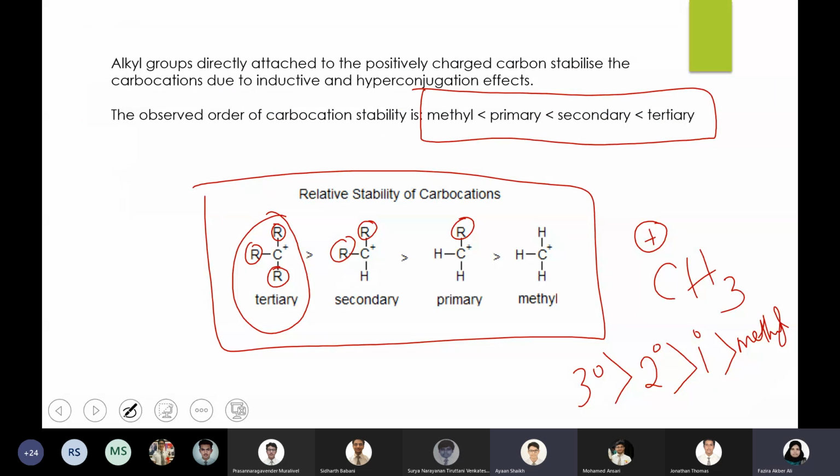Tertiary being more stable, then secondary, then primary, and the least stable one is methyl carbocation. That is without any alkyl group.